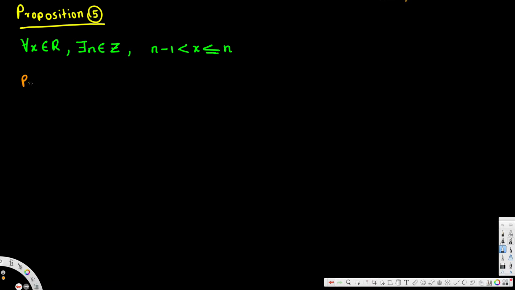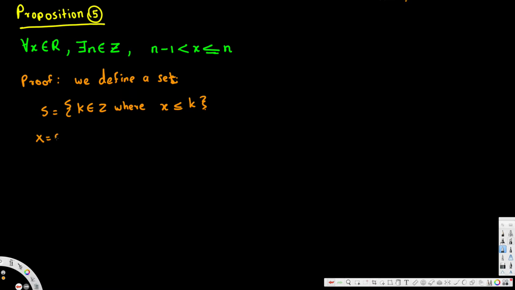First, let's write the proof. First we are going to define a set. We define a set S equal to k belongs to the integers where x is less than or equal to k, and x is given.